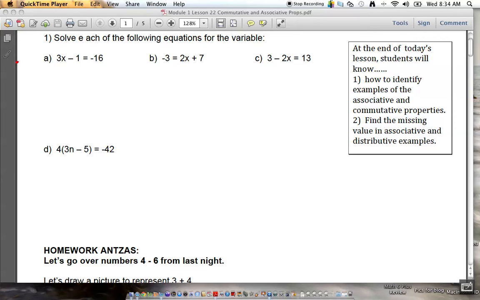What I want you to always do in this particular case is begin by looking at the plus or the minus. In this case, I like to call it a negative 1. So I'm going to do the opposite and put positive 1. I didn't touch the 3x, it's still there. Equals negative 16 plus 1, which is negative 15. Then I divide by 3 using inverse operations, and I get x is negative 5.